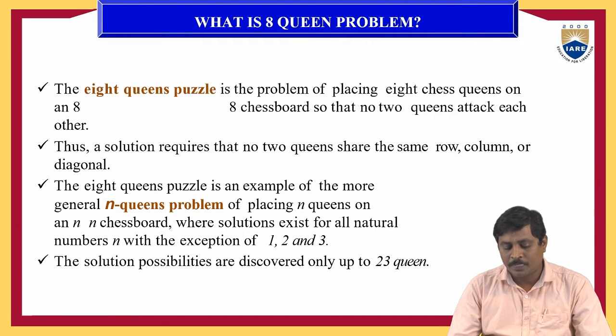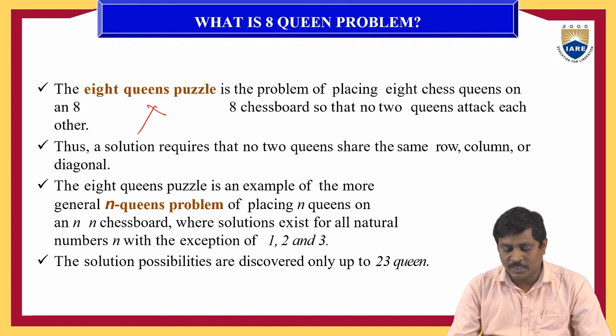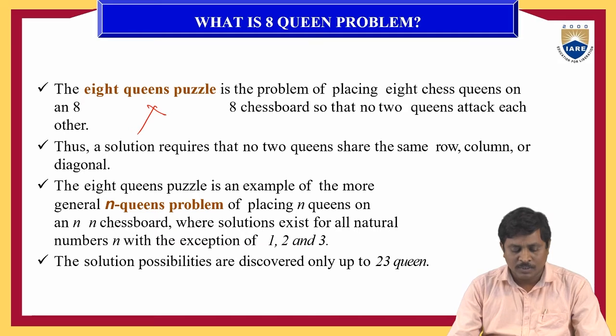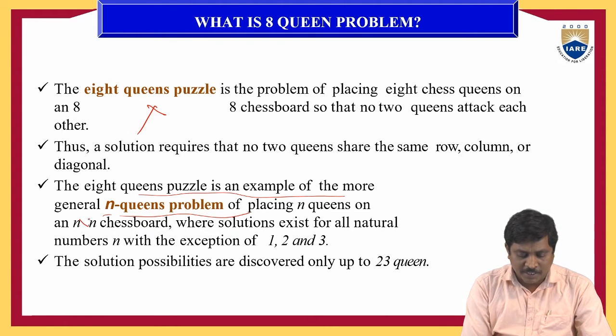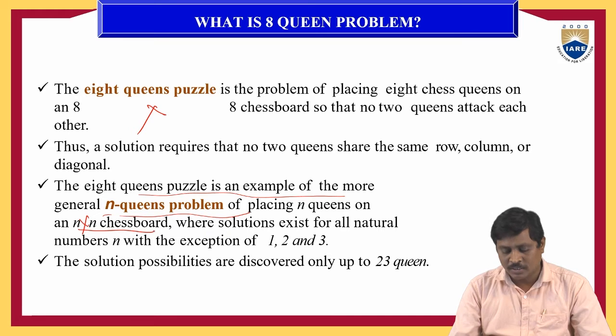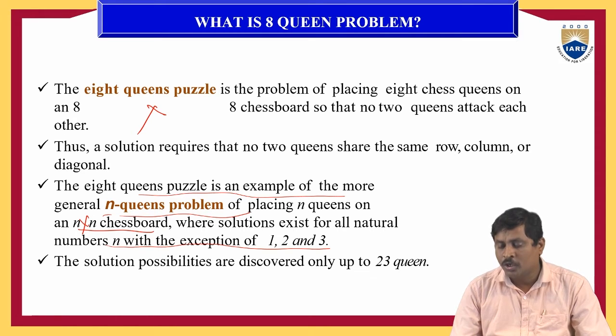The 8 queens puzzle is a problem of placing 8 chess queens on an 8 by 8 chessboard so that no 2 queens attack each other. Thus, a solution requires that no 2 queens share the same row, column, or diagonal. The 8 queens puzzle is an example of the more general n queens problem of placing n queens on an n by n chessboard, where solutions exist for all natural numbers n with the exception of 2 and 3. The solution possibilities are discovered only up to 23 queens.